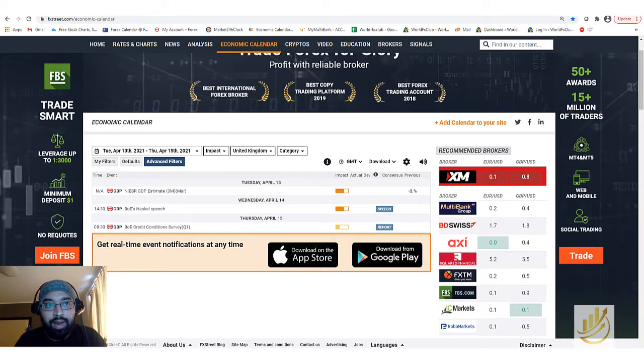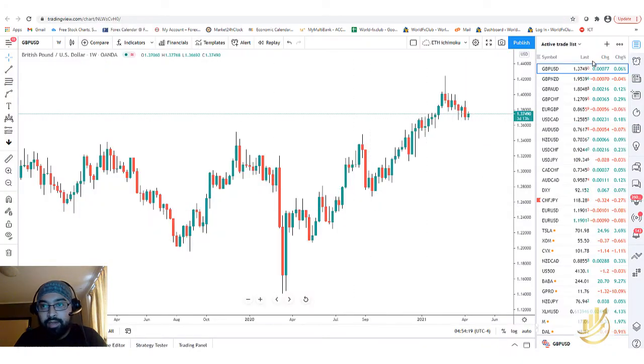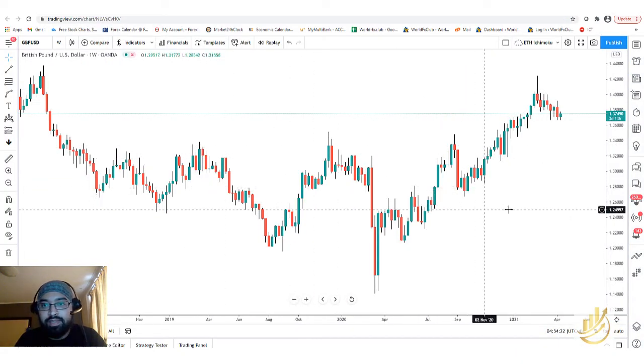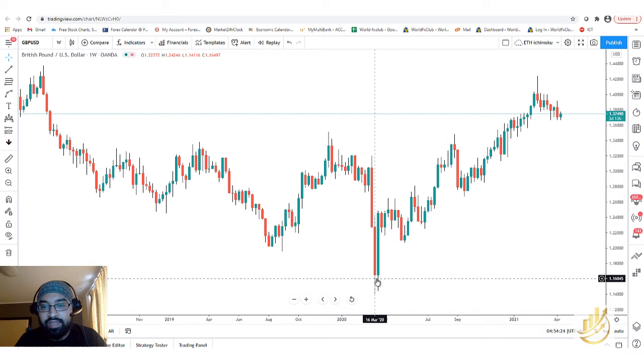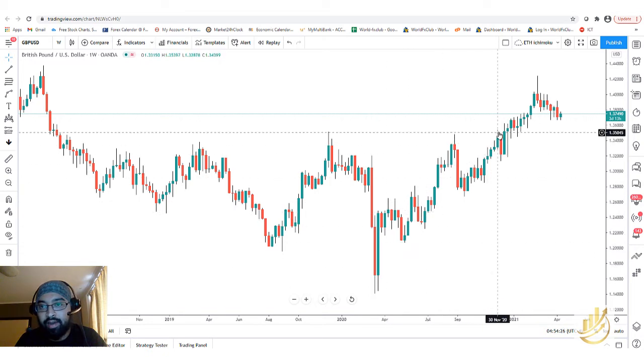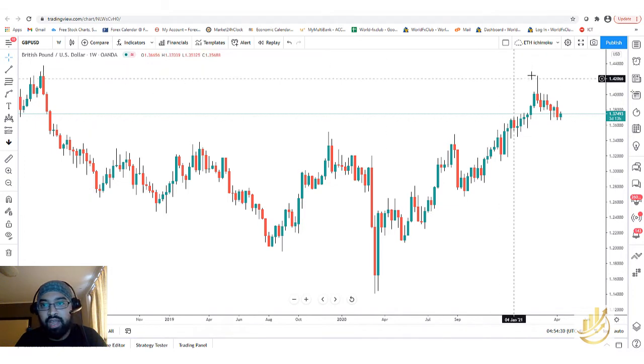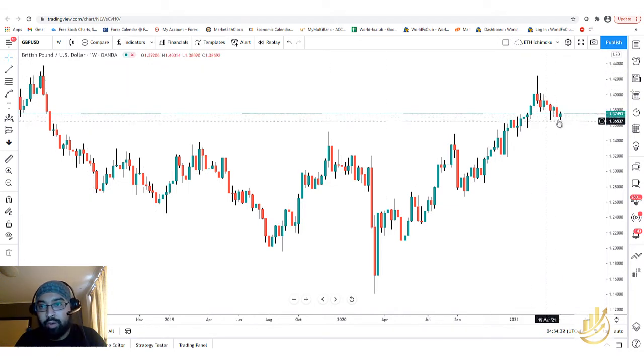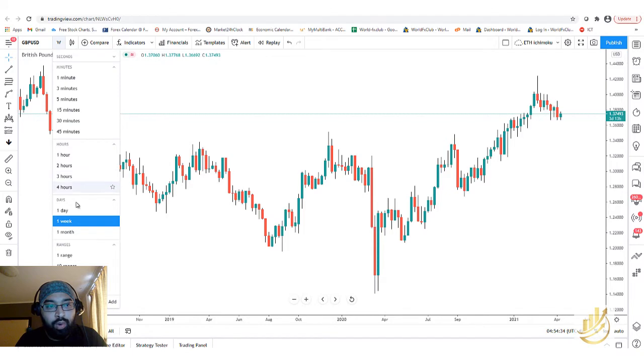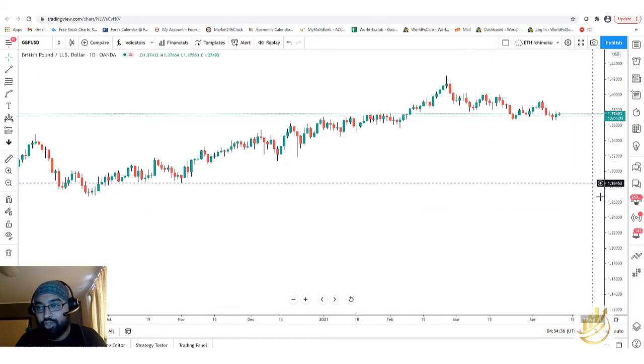So let's go back to the GBP USD chart. This is a weekly time frame where we see that price is trending higher and higher, making higher lows. This was the previous resistance area where price dropped and found some support. Let's go back to the 1 day chart and see what the daily candles are showing us.